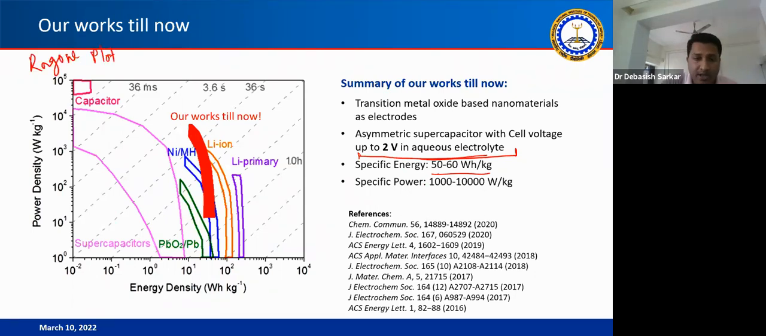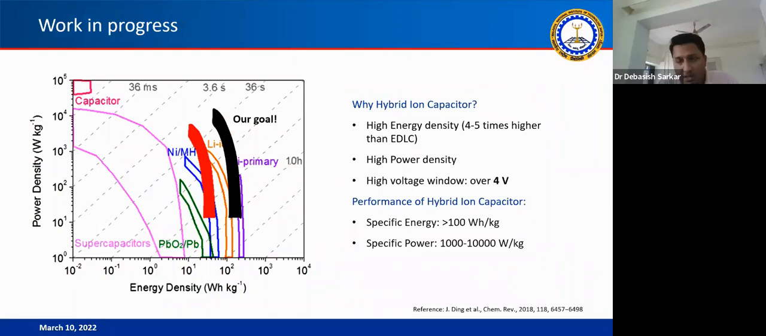So our next idea, or our present work, is mainly focused on how to increase this energy density further. So we need to move from this red shaded area to this black shaded area. That means whatever we did so far can match the power density of the electrochemical capacitor, but the energy density is not that much. What we need to do is further increase the energy density to match the energy density of lithium-ion batteries or lithium primary cells.